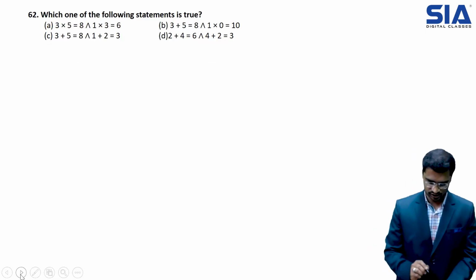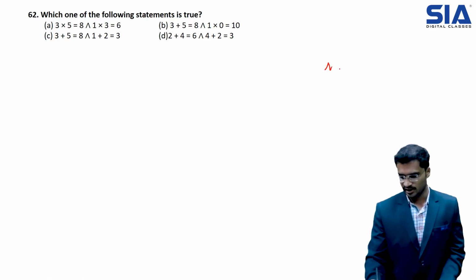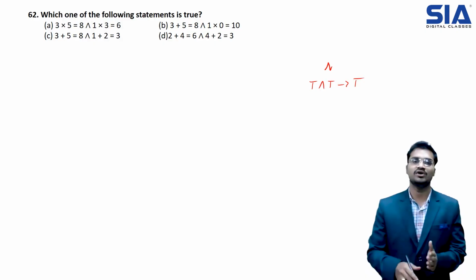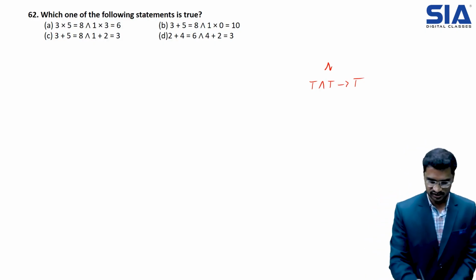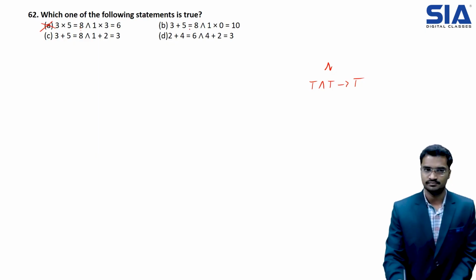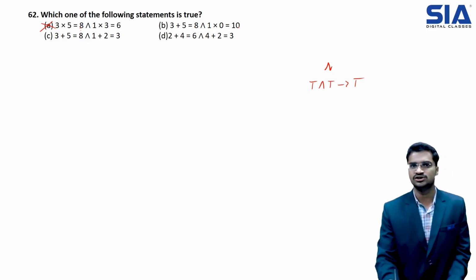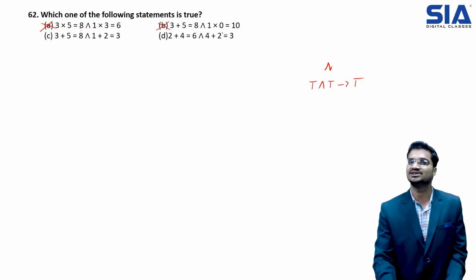Now coming to the next question: which of the following statements is true? We know that in AND, if two truths are there, then only it will be true. So we have to check in which option both the statements are true. The first statement is: 5 threes are 15, and 15 is not equal to 8. So this is ruled out. 5 plus 3 is 8, and 1 into 0 is 0, but here it is given as 10. So this is also ruled out because the second statement is false.